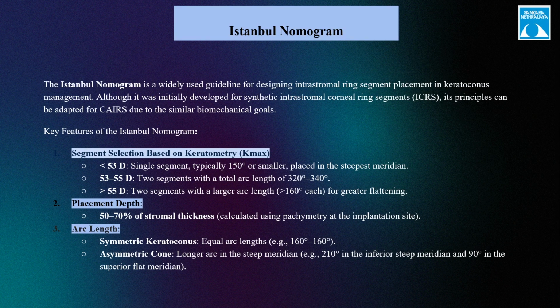What is in degrees? Length 320 to 340 degrees. Ma'am, that is the arc length of the CAIRS segment. We'll be using the CAIRS customizer. On this, you can mention how the degrees are being placed. Most of the surgeons prefer it to be 150 to 160 degrees.